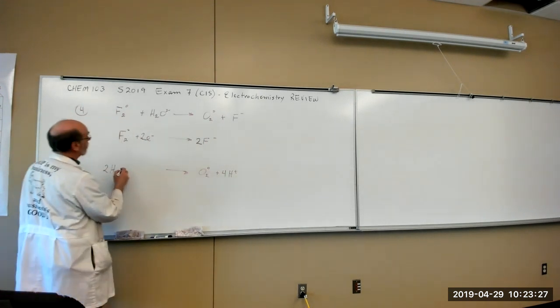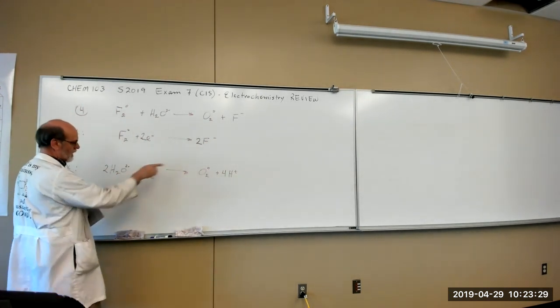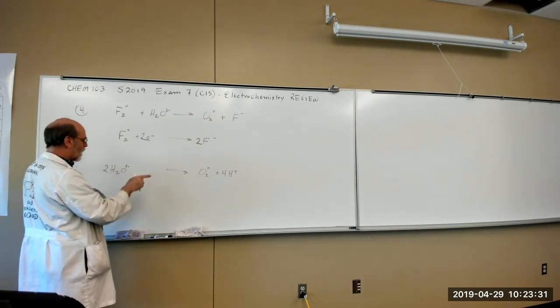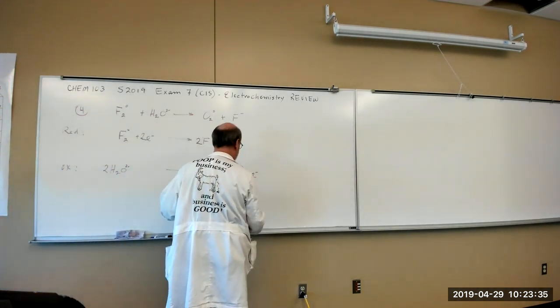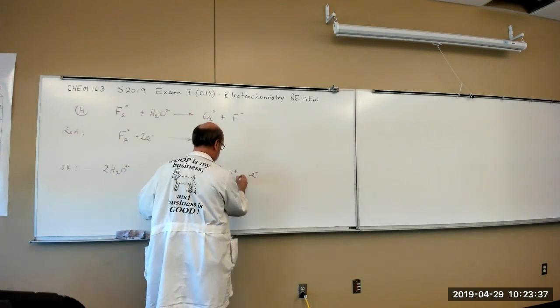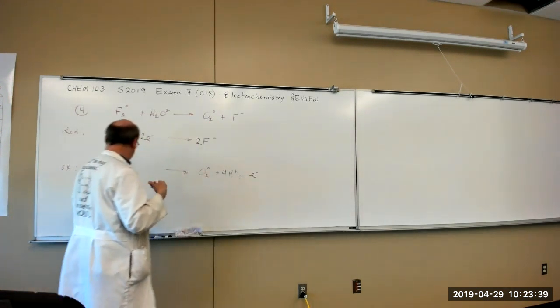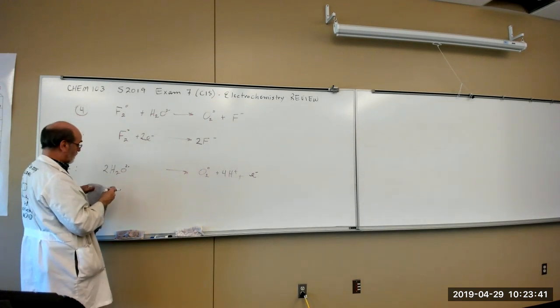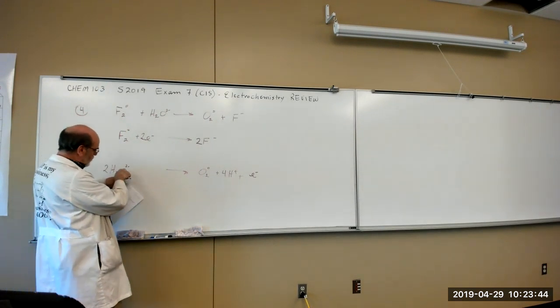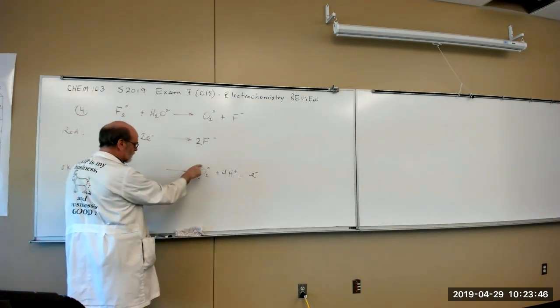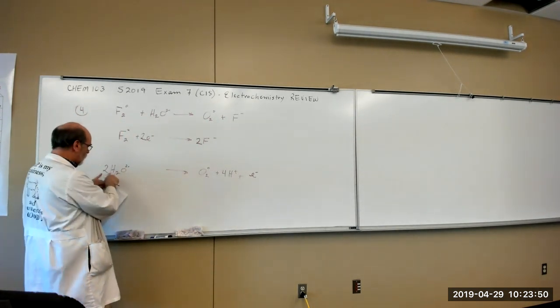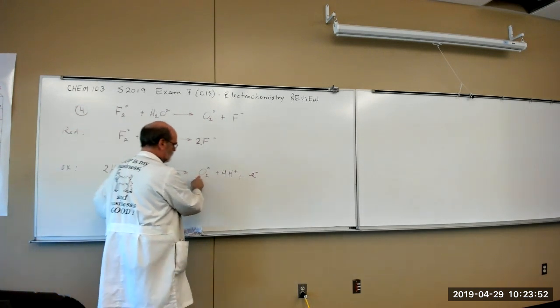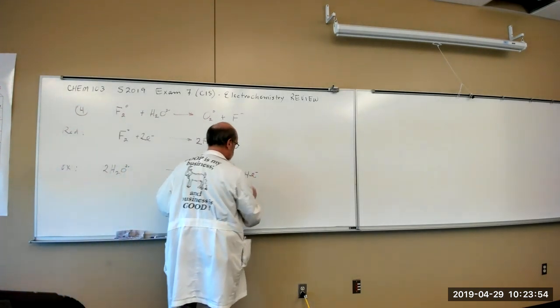This one is going from 2 minus to 0. That means it's oxidized, and electrons go on the right side as a product for oxidation. But how many were transferred? Well, for each oxygen, we went from 2 minus to 0, which is 2 electrons. But we've got 2 oxygens. So that means 4 electrons total.